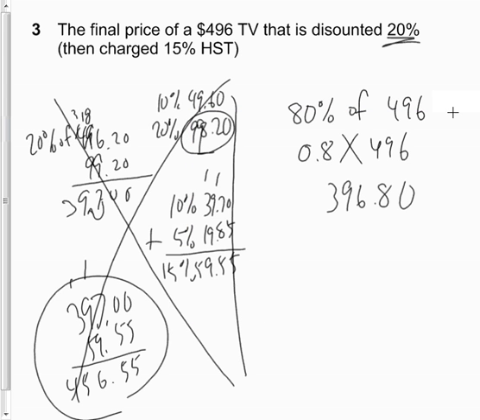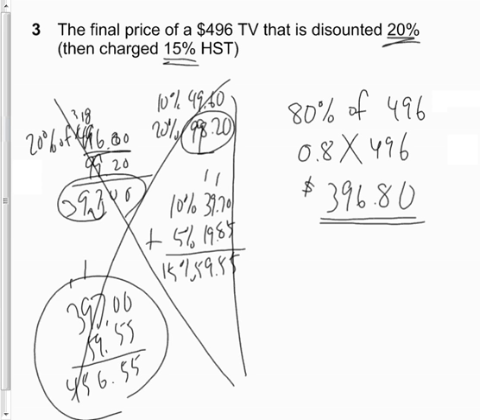So over here, I made a mistake somewhere in this area. I can't remember. Oh, I know what it was. I didn't start with a 0 there. Oh, well. So that's the price after the discount. And then what I need to do is pay 15% HST.